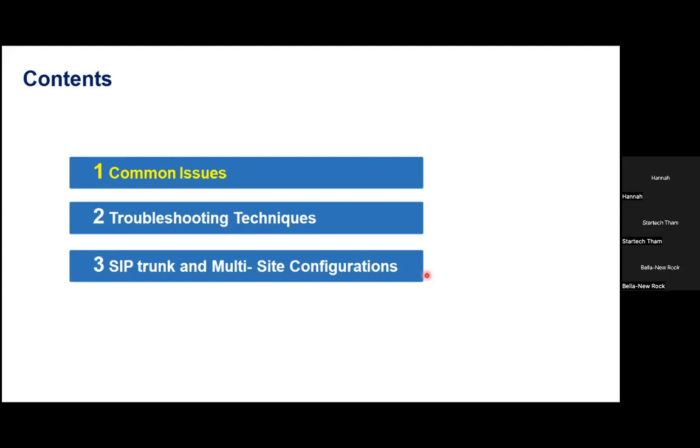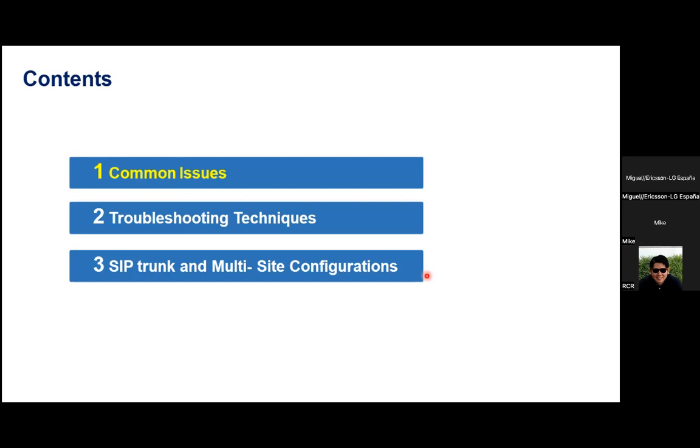So for today, I'm preparing three contents. It is about common issues, and of course, it is related to the device access issues. Then the second topic is about troubleshooting techniques, most of the issues that we have received in these past 2 months. Then, of course, we will also give you an overview, especially for the new partners we have, about SIP trunk and multi-site configurations. Okay, so let's start.